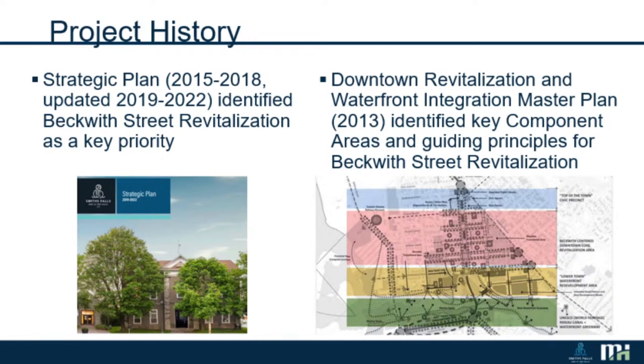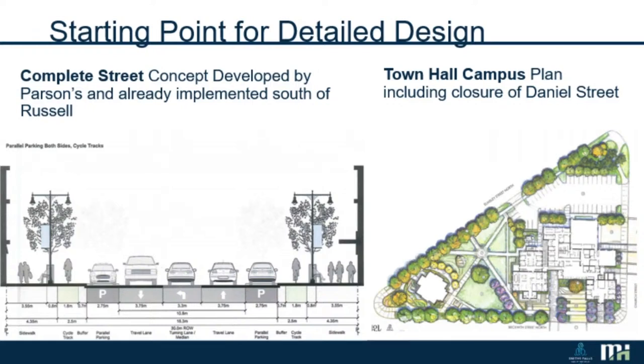So the cross section shown here on the left is what's been implemented in the phase one Open Street project that was constructed last year. And the same cross section is going to be carried forward for phase two. So that includes sidewalks on both sides of the street, repurposing the angled parking to provide space for cycle tracks and parallel parking on that side of the street, one travel lane in each direction, same as existing, and a turning lane in the center of the street.